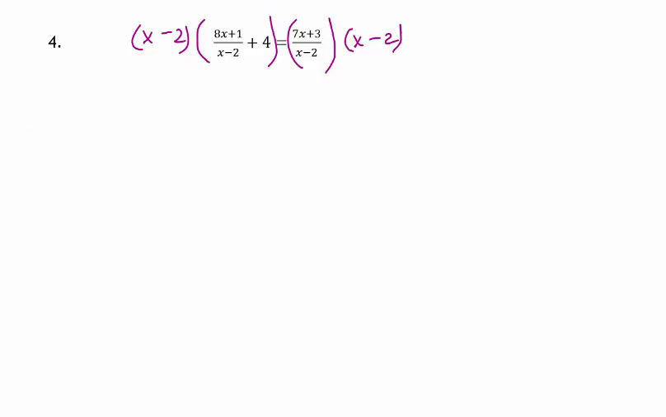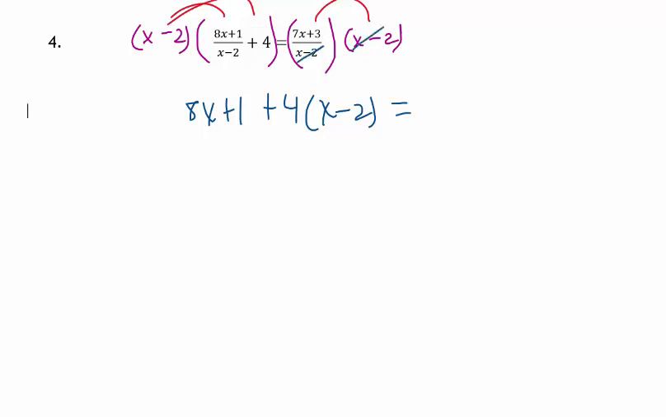So x minus 2 gets multiplied to this first term, and then it also gets multiplied to the 4, and then also on the right, x minus 2 gets multiplied to that fraction. So we're left with 8x plus 1 plus 4 times x minus 2 is equal to, again, the x minus 2's would cancel, so we're left with 7x plus 3. At this point, it's a linear equation, and we'll just solve using the techniques that we learned previously.